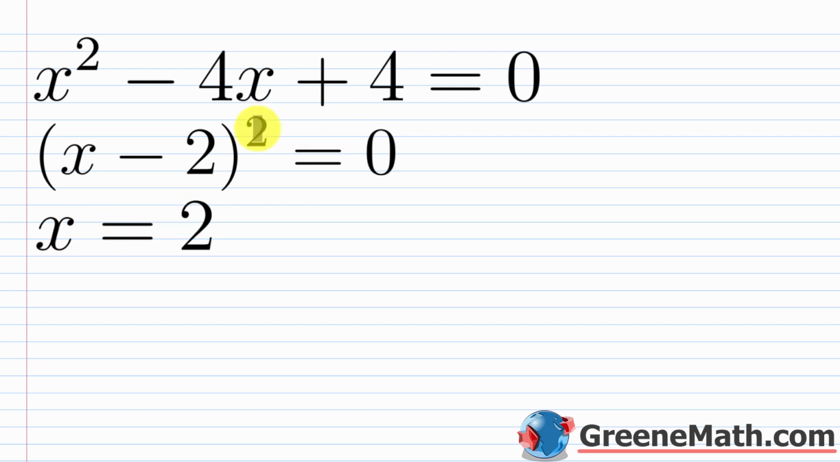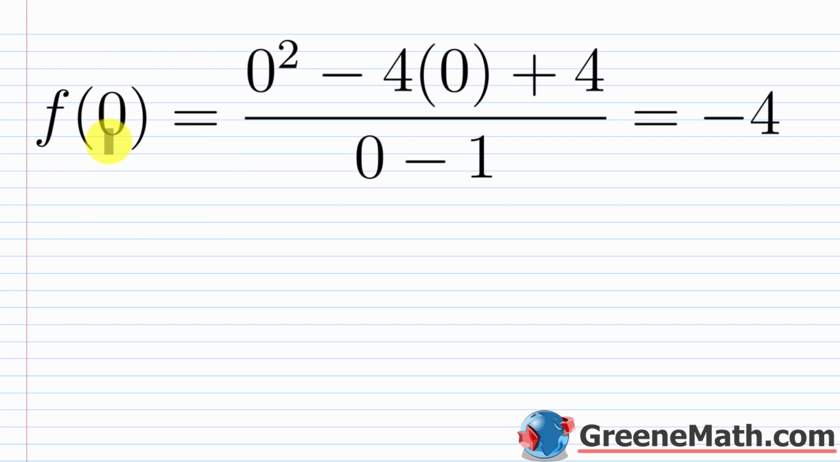But keep in mind that this is squared. So the multiplicity of that 0 is 2. And so this x-intercept, which is 2, 0, we're going to touch and turn around there. For the y-intercept, plug in a 0 for x. So you get 0 squared minus 4 times 0 plus 4 over 0 minus 1. So this equals negative 4. So you're going to get 0, negative 4.